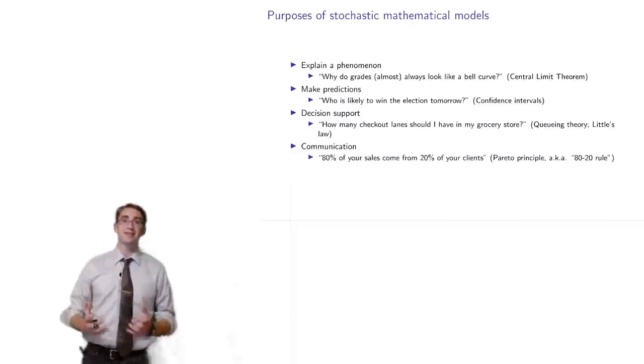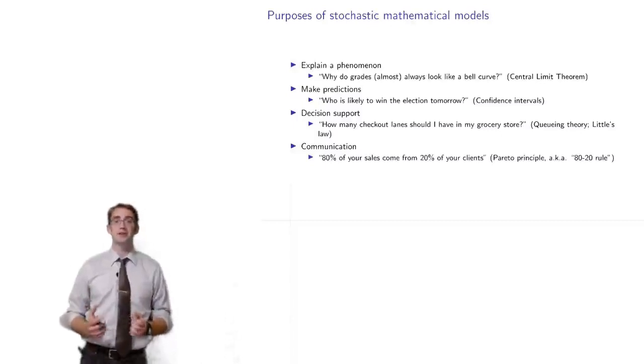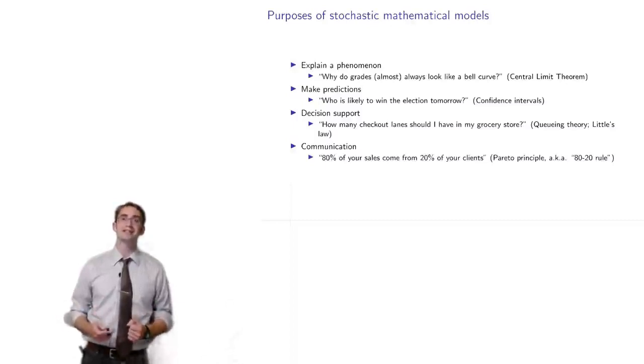Finally, communication. Sometimes a mathematical model is useful just because you're able to articulate something to a client or to a supervisor. The Pareto principle says that 80% of your sales come from 20% of your clients, or more generally, 80% of your effects come from 20% of your causes, the 80-20 rule. This isn't just a nice statement, it actually has some beautiful mathematical reasoning behind it due to Vilfredo Pareto around the turn of the century.